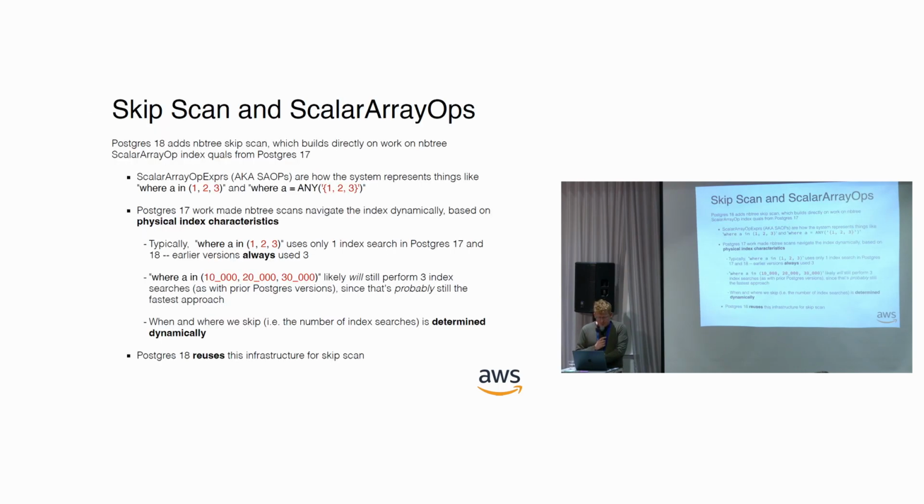So, as I said, very much reusing the same machinery used in previous releases, well, really Postgres 17, for scalar array ops, which is how we internally refer to anything that uses these sorts of constructs, like where A in 1, 2, 3, or where A equals any 1, 2, 3.